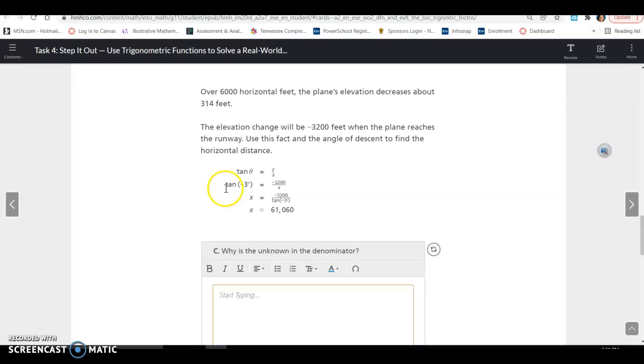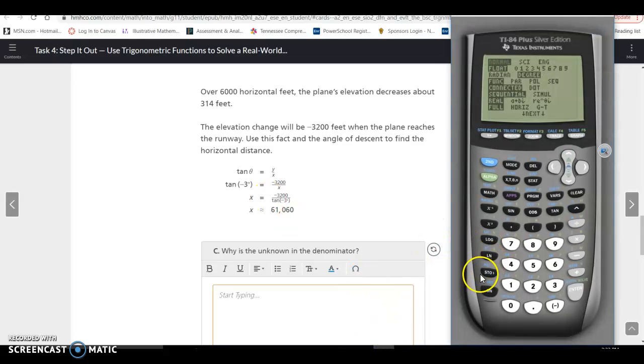All right, so now we're going to have tan of -3 degrees equals -3,200 over x. Now, to solve for x, we have to multiply by the denominator. So multiply both sides by x, and then to get x by itself, divide by tan of -3 degrees. So they rearranged that, they skipped a step, but that's how you get to this point. Again, this is review from geometry, I guess, so maybe it's been a minute since you've done it. All right, again, you can take your calculator and you can plug this in and see we're still in degree mode.